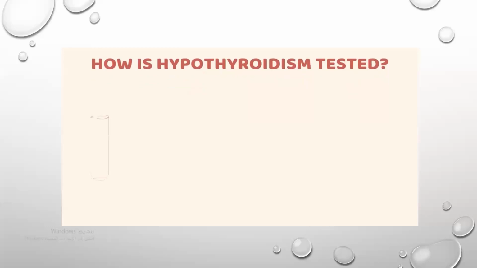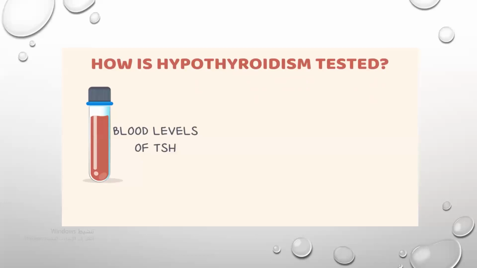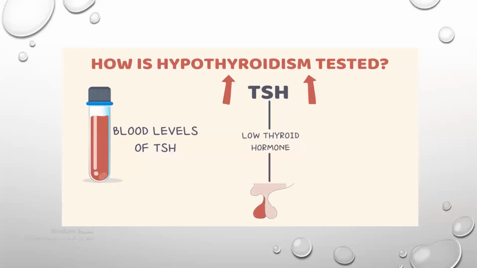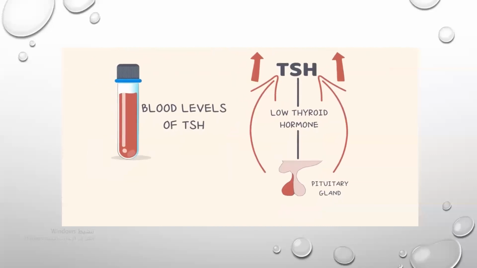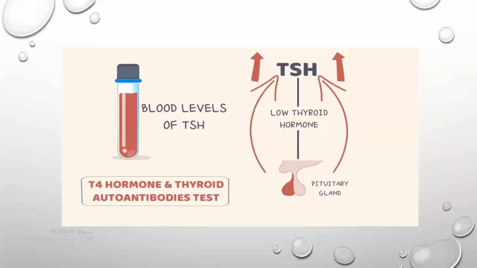The main test used to detect hypothyroidism is measuring the blood levels of TSH. An elevated TSH level usually means the thyroid gland is not making enough thyroid hormone, and the pituitary gland has responded by making more TSH to try to get the thyroid hormone levels where they should be. Other blood tests include measuring T4 hormones and thyroid autoantibodies. T4 is the hormone produced directly by the thyroid gland. It is typically low in patients with hypothyroidism. Thyroid autoantibodies are seen in patients with Hashimoto's thyroiditis.